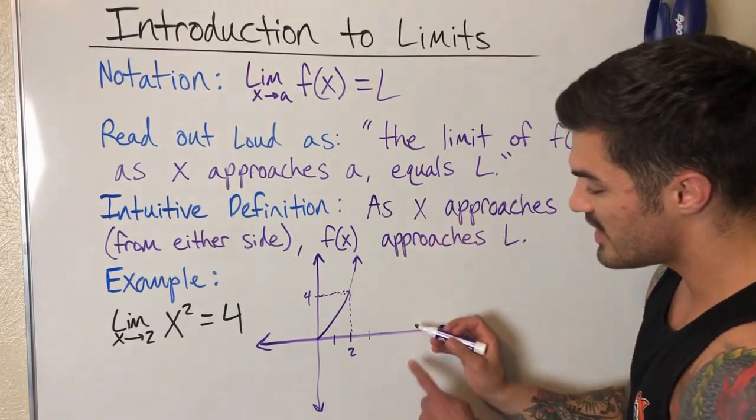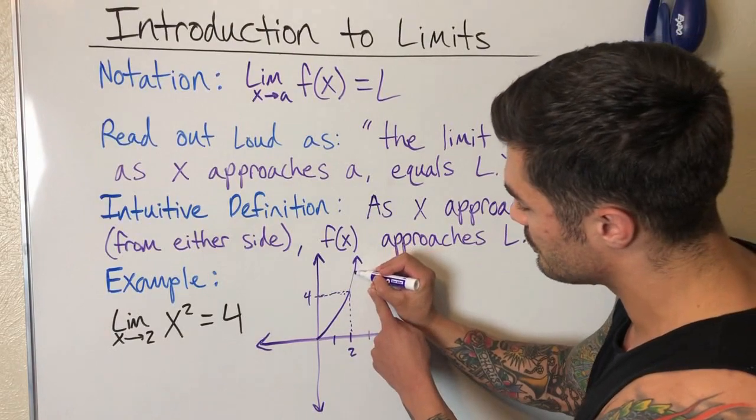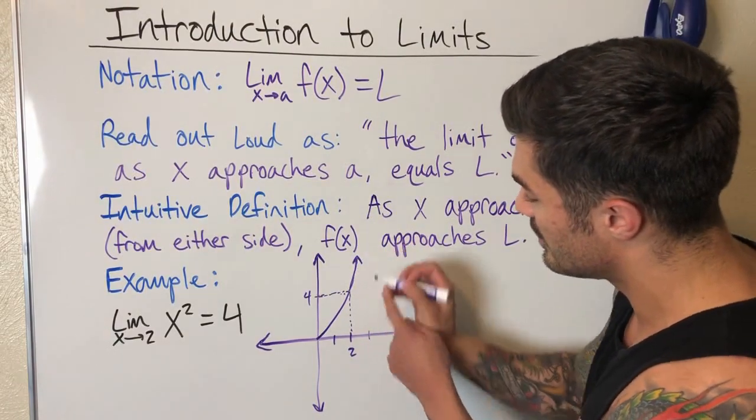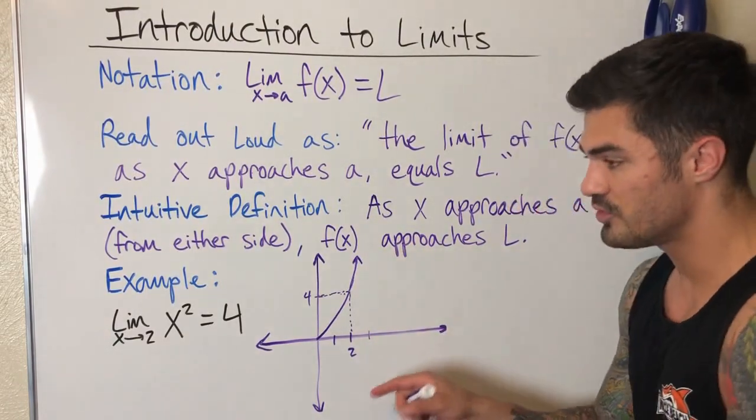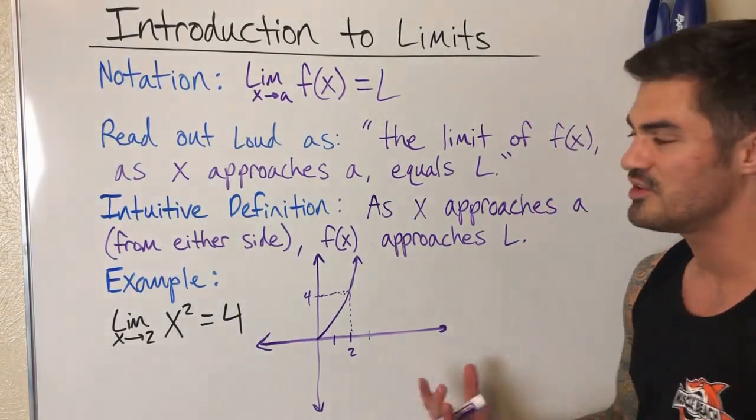So from the right, as x gets closer and closer to 2, my y's are also getting closer and closer to 4. Let me fix that a little bit. There we go. My y's are also getting closer and closer to 4. So that's why the limit of x squared as x approaches 2 equals 4. Hopefully that's clear to see.